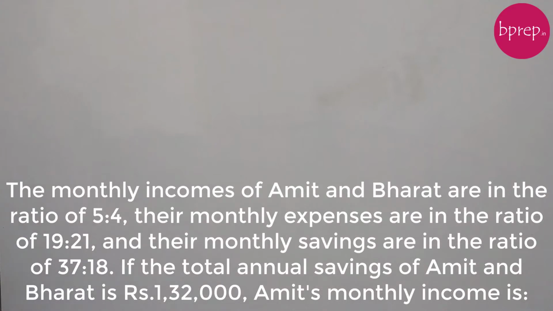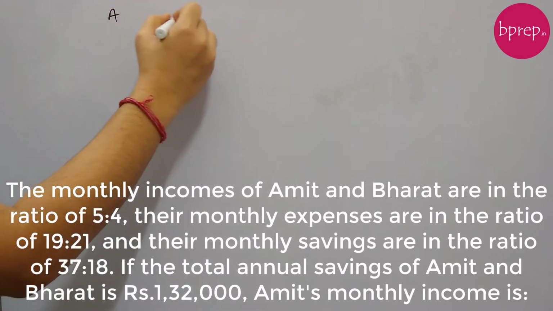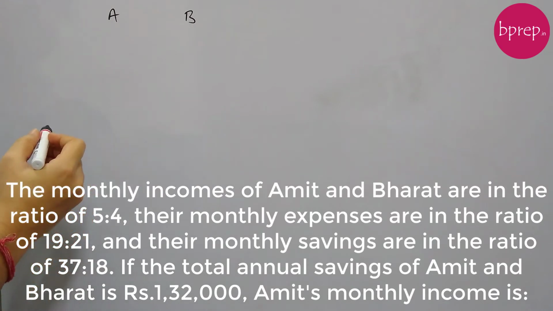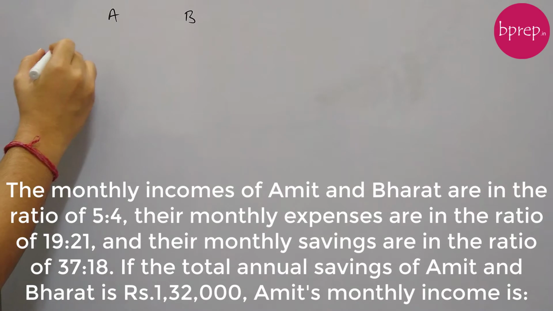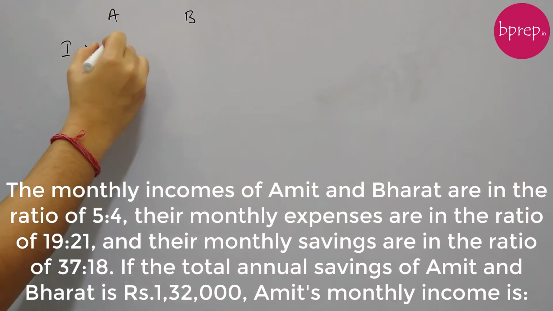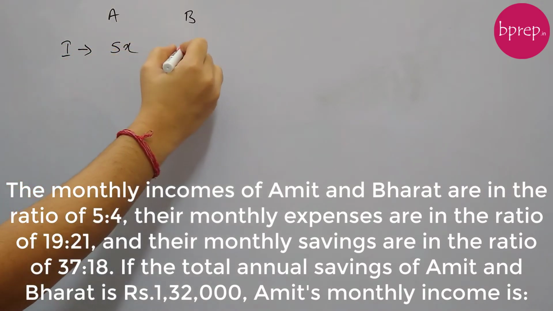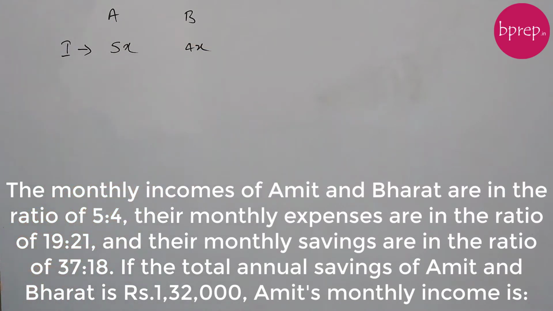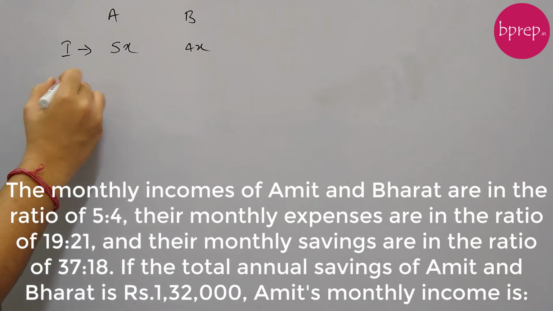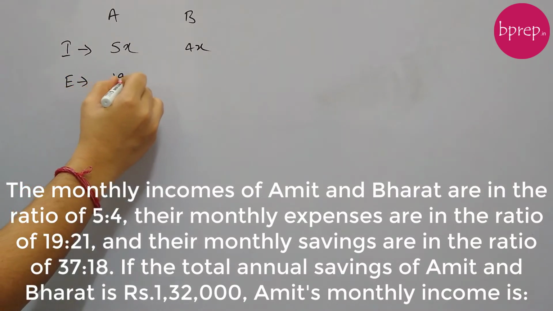Let's start. The monthly incomes of Amit and Bharat are in the ratio 5:4. Their monthly expenses are in the ratio 19:21. So we have Amit and Bharat, and the monthly incomes are in the ratio 5:4. So we can write 5x and 4x. And the monthly expenses are in the ratio 19:21. So let's say 19y, 21y.